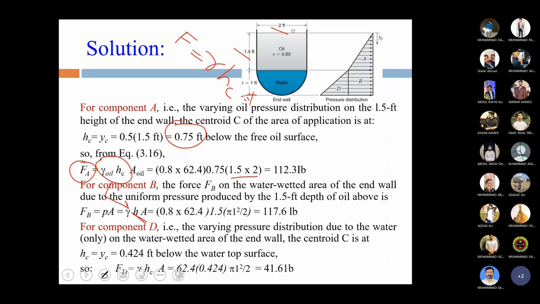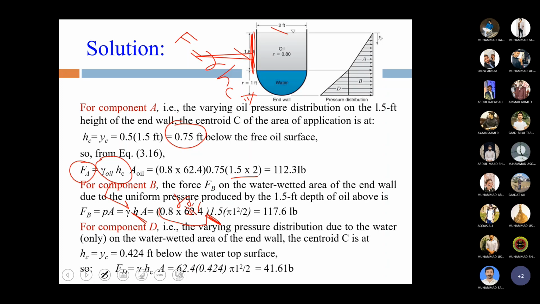ओके ये थोड़ा सा ट्रिकी है, इसमें जो प्रेशर एक्सर्ट हो रहा है वो ऑयल से हो रहा है, तो we will use gamma, this is gamma of oil, and the height is basically 1.5 feet total. ठीक है जी. अब ये प्रेशर कहां पे एक्सर्ट हो रहा है?